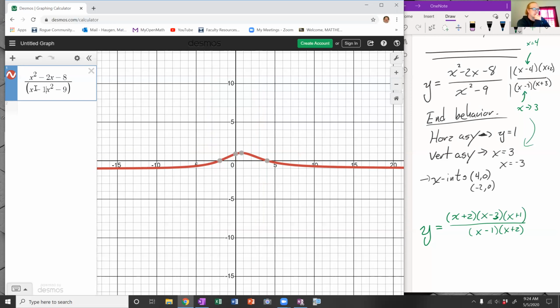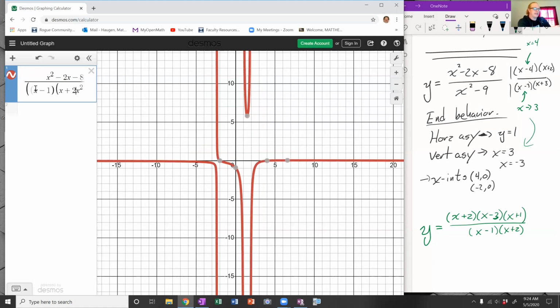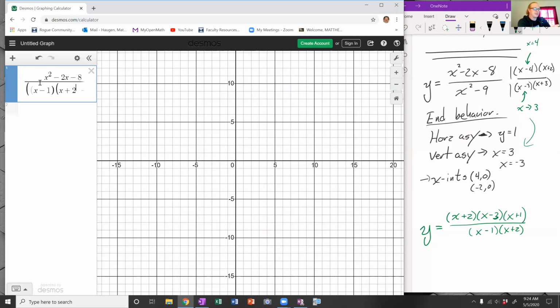I mean, it has to, because it's the same thing as its multiplied polynomial form. It's the same.